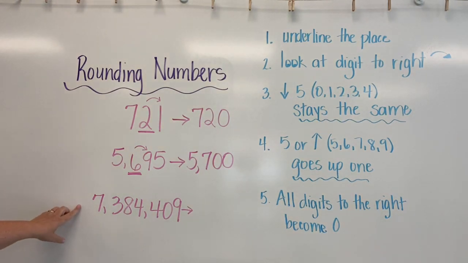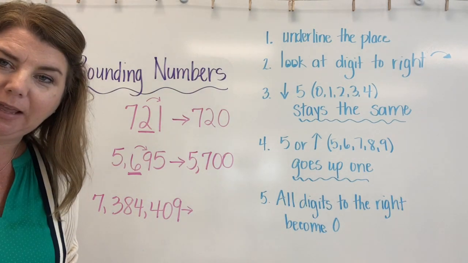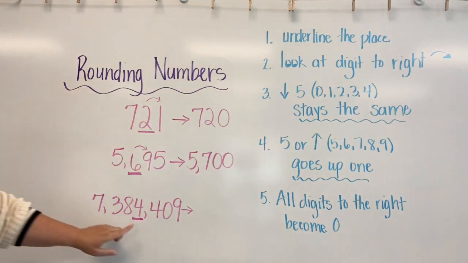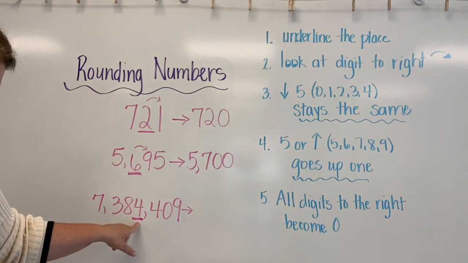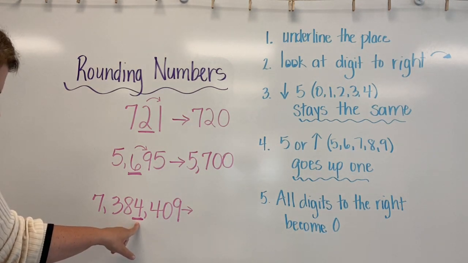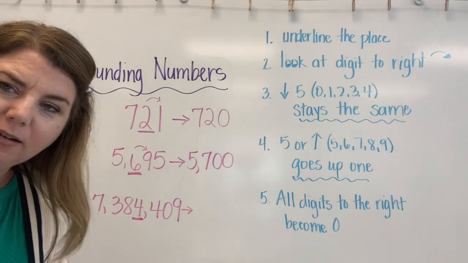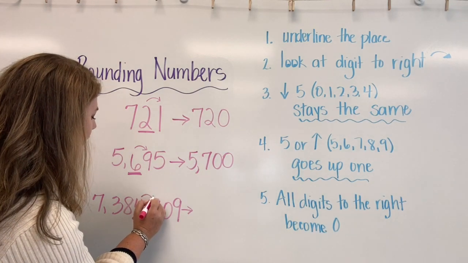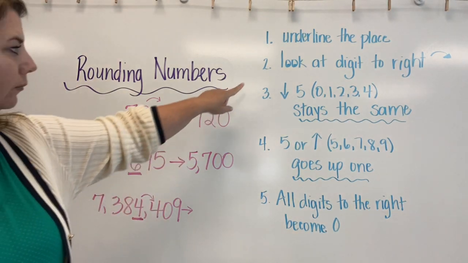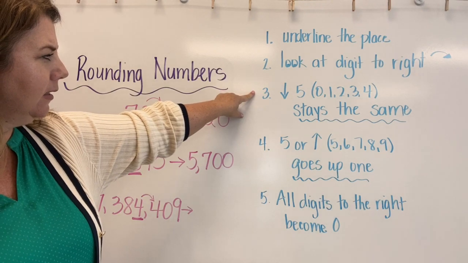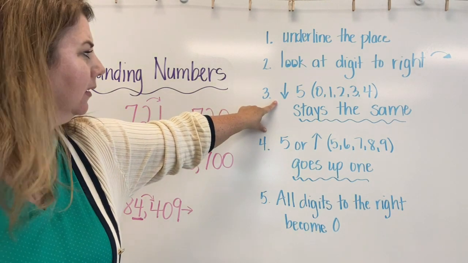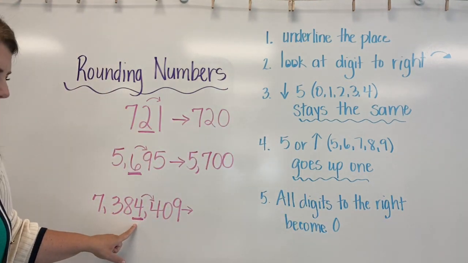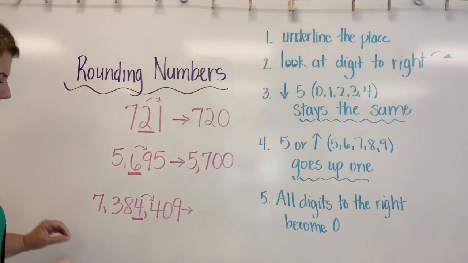That is going to round to the nearest thousands place. That digit is the digit that is either staying the same or going up 1. I know everything behind it turns to zeros. Okay, so here we go. I look to the digit to the right. It is a 4. Step 3 says if it's less than 5, it is, so the underlined digit stays the same. So 4 stays a 4, and everything behind it becomes a 0.